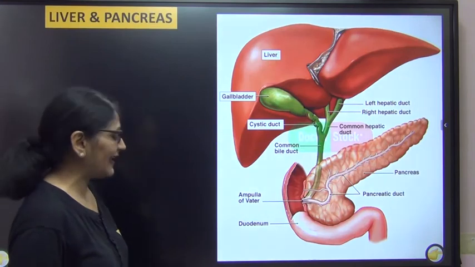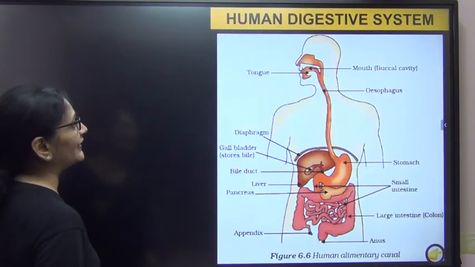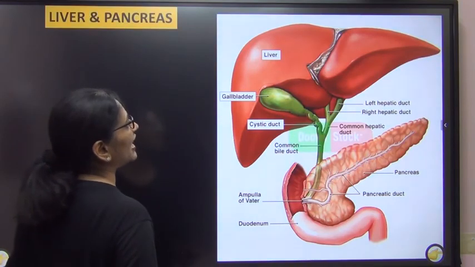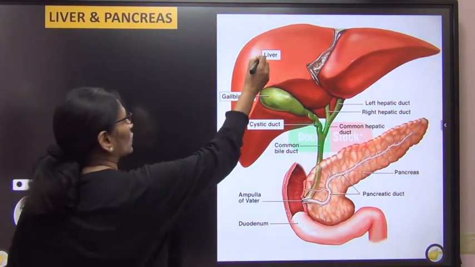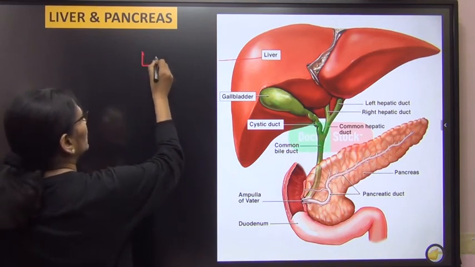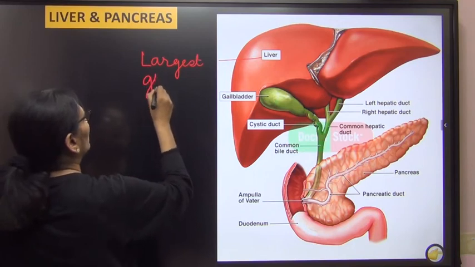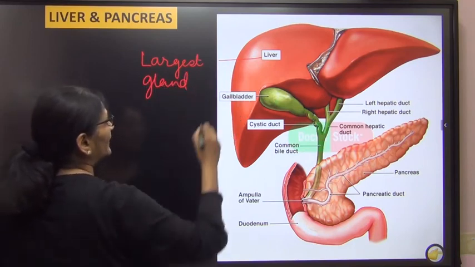Now let us come to the next 2 glands. The next gland is your liver, and let me tell you that liver is the largest gland of your body. You must know this, ऐसे भी general knowledge के लिए भी आपको पता होना चाहिए. This is the largest gland of your body. Now what does liver do?